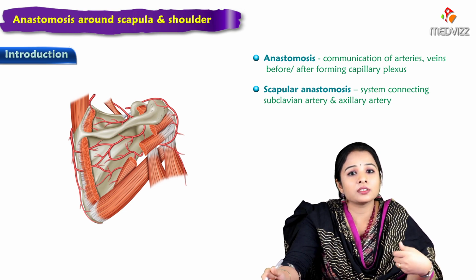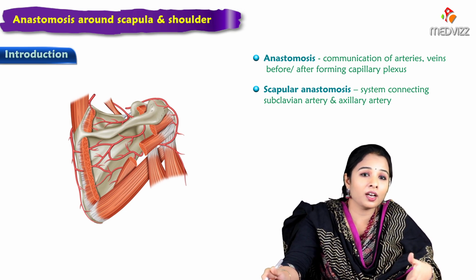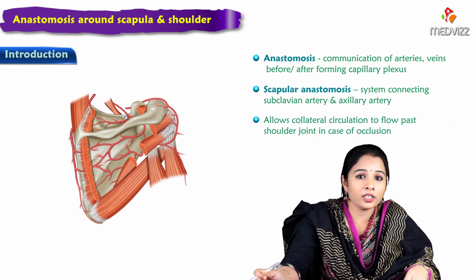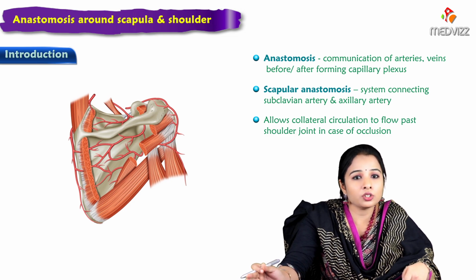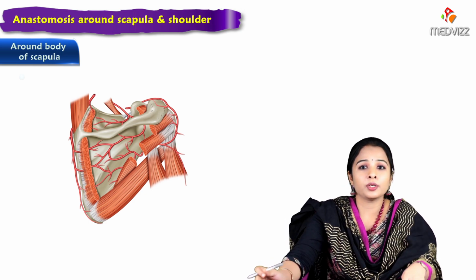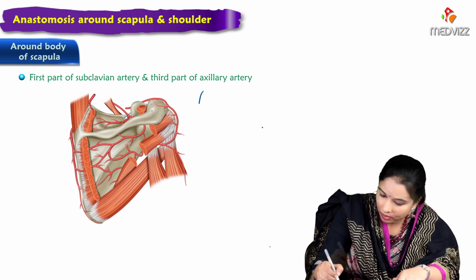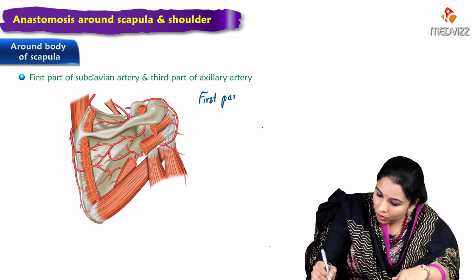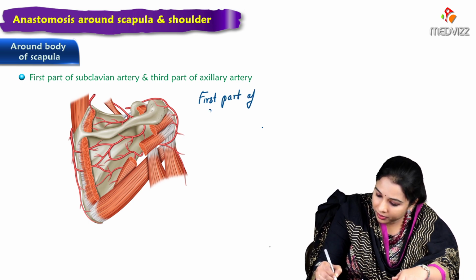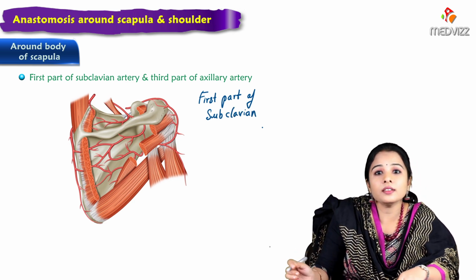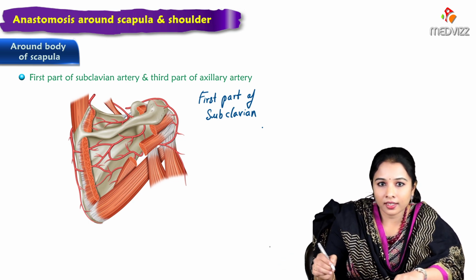Scapular anastomosis is a system connecting the subclavian artery and axillary artery. So this anastomosis allows collateral circulation to flow past the shoulder joint in case of occlusion. Around the body of the scapula, we find this anastomosis between the first part of subclavian and the third part of axillary artery.